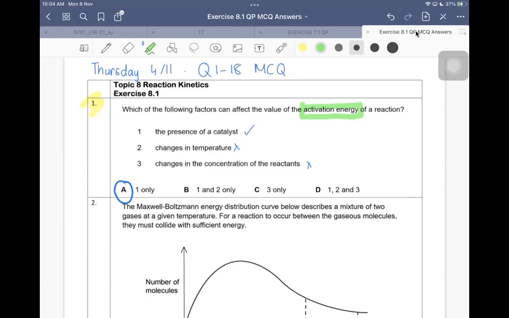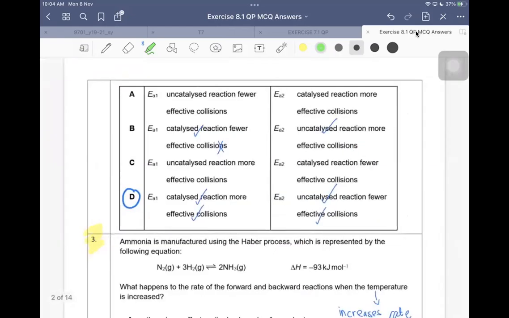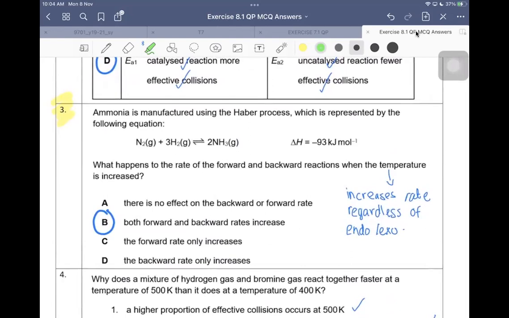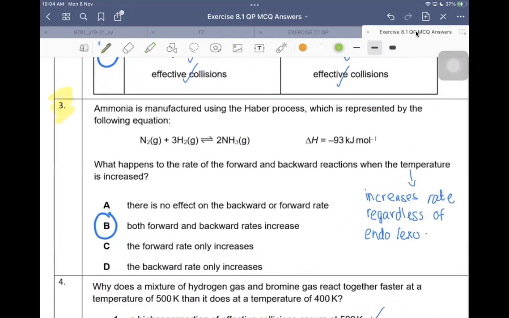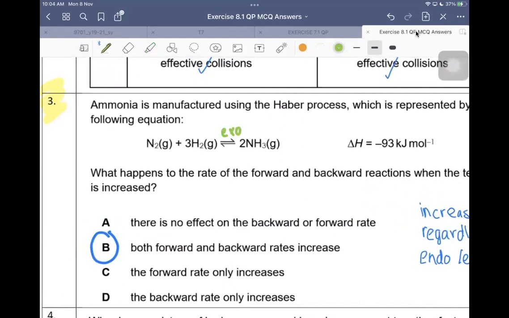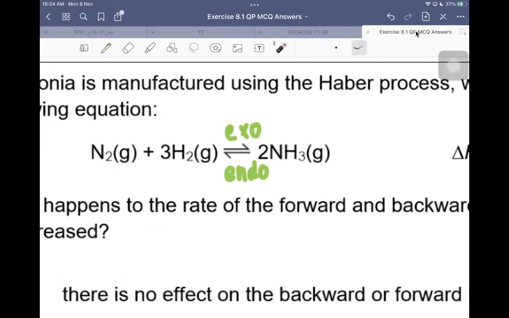Next, question 3. So we've got a Haber process here, and it is in a dynamic equilibrium. Its enthalpy change is a negative number, so that means forward is exo and reverse is endo. If you're wondering why I put my exo on top, it is because the arrow on top is going in the forward direction and the arrow at the bottom is going in the reverse direction.